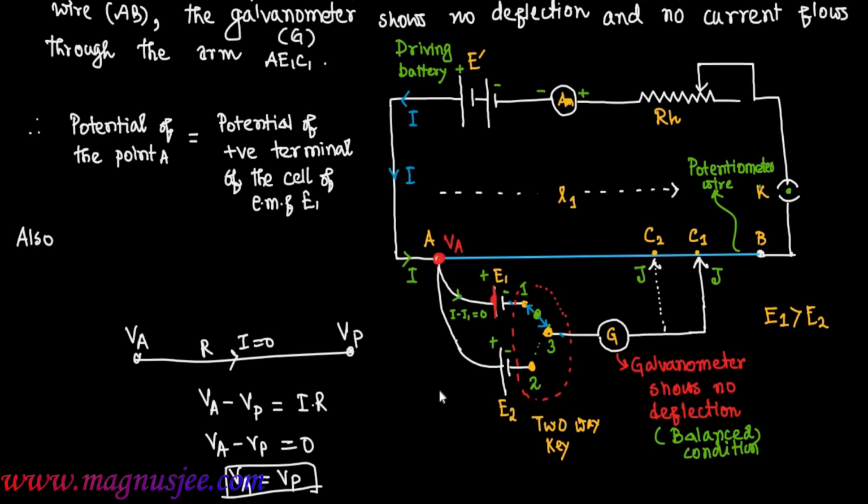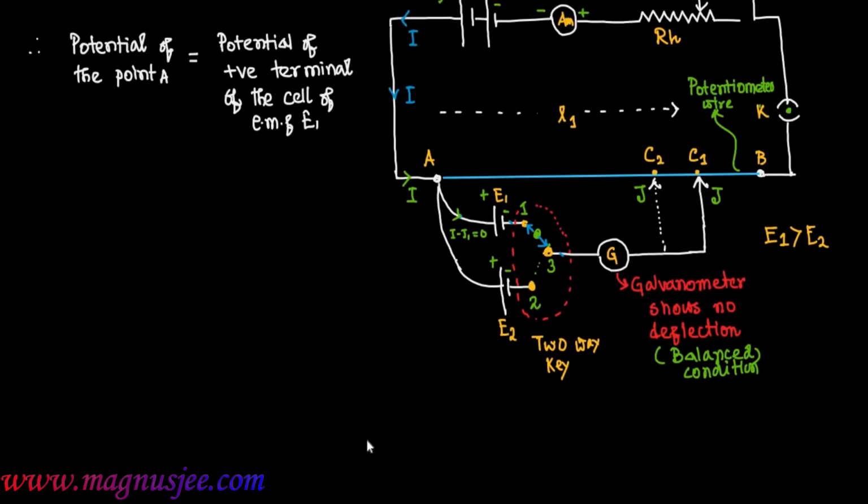That means if no current flows through an arm, in that case the potential at the two terminals of that portion will be equal. In this case we can denote the potential at A as Va and the potential at the point C1 as Vc1. Now no current flows through this arm AE1C1. That's why I minus I1 will be equal to 0.